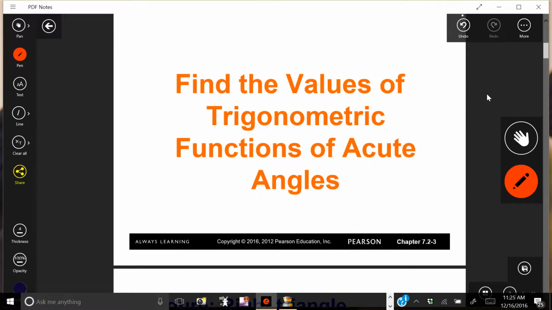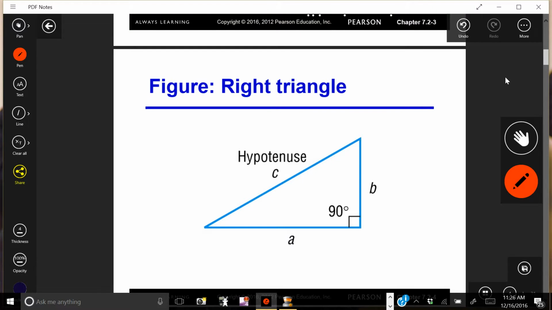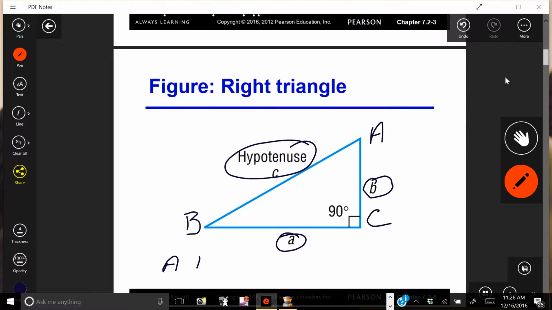So to start off, finding the values of trigonometric functions of acute angles, we're going to first of all look at a right triangle, and we're going to define the sides. And I'm sure you've seen this before. For a right triangle, the two legs are going to be A and B. And of course, the hypotenuse is going to be labeled C. This angle here would be A. This angle here would be B. And this angle C is 90 degrees. And you should always remember that A plus B plus C is equal to 180 degrees.